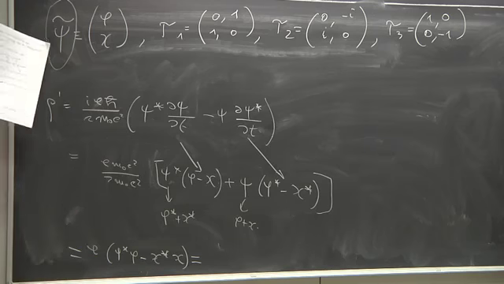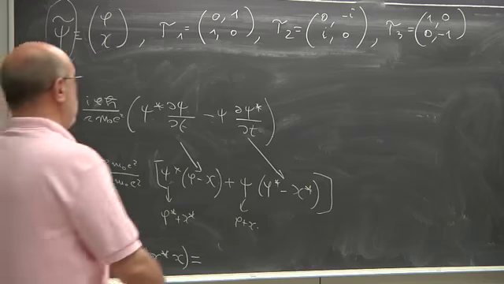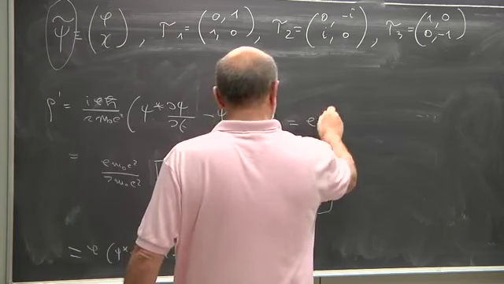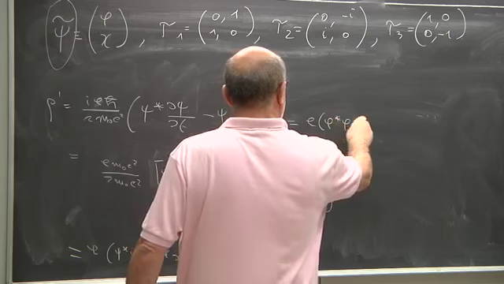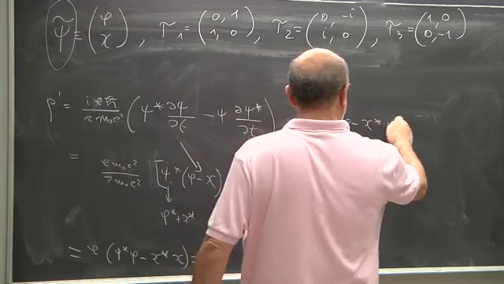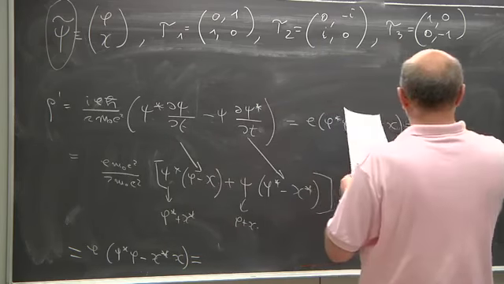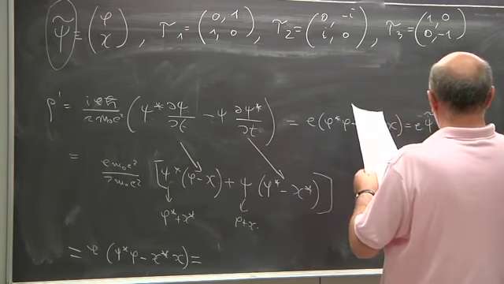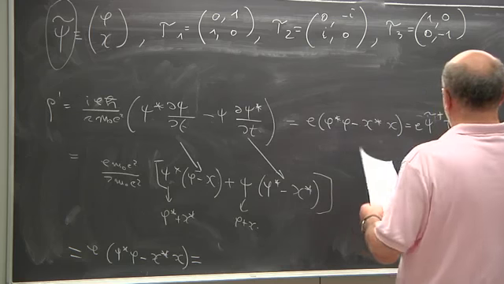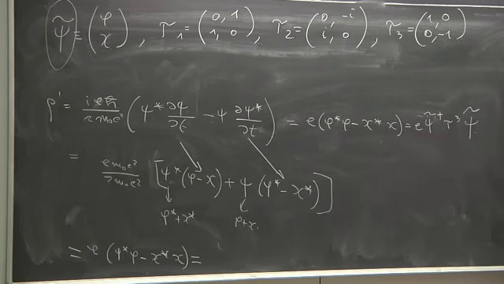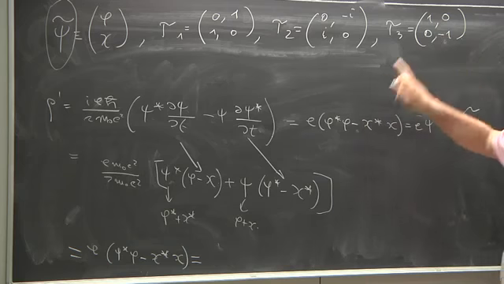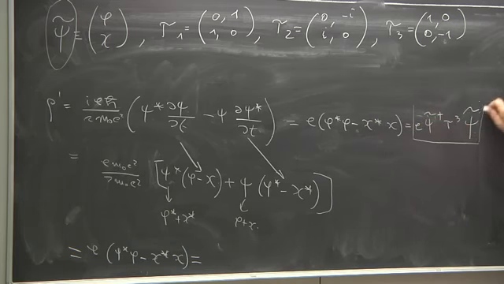Question, can I write it also with psi tilde? Yes, so we have proved that this object is e, phi star phi minus chi star chi, but this can also be written as e psi tilde dagger tau 3 psi tilde. Okay? It's easy to see. You see there is a minus here. So this is a very compact manner to write the charge density.